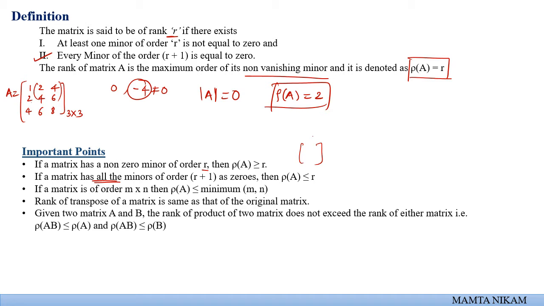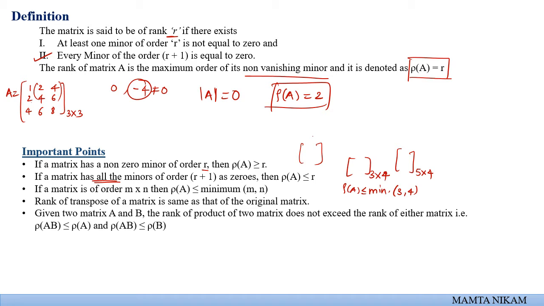Suppose you have a matrix of order m cross n, which means it is not a square matrix, say of order 3 cross 4 or 5 cross 4. For such matrices, the rank of A is less than or equal to the minimum of m and n. Suppose you have a 3 cross 4 matrix, then rank of A will be less than or equal to minimum of 3 comma 4.